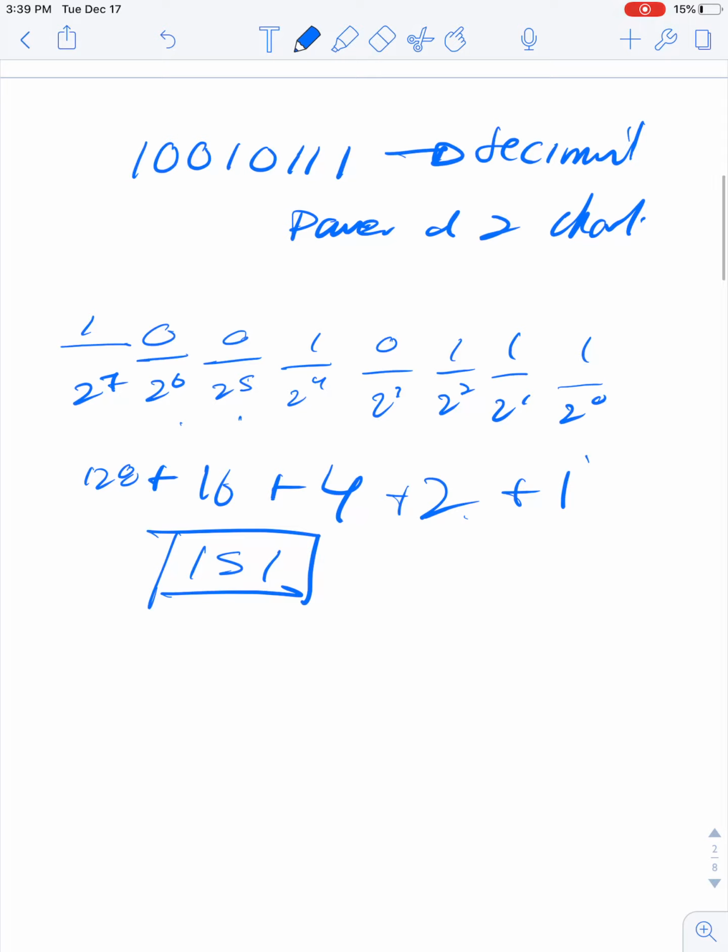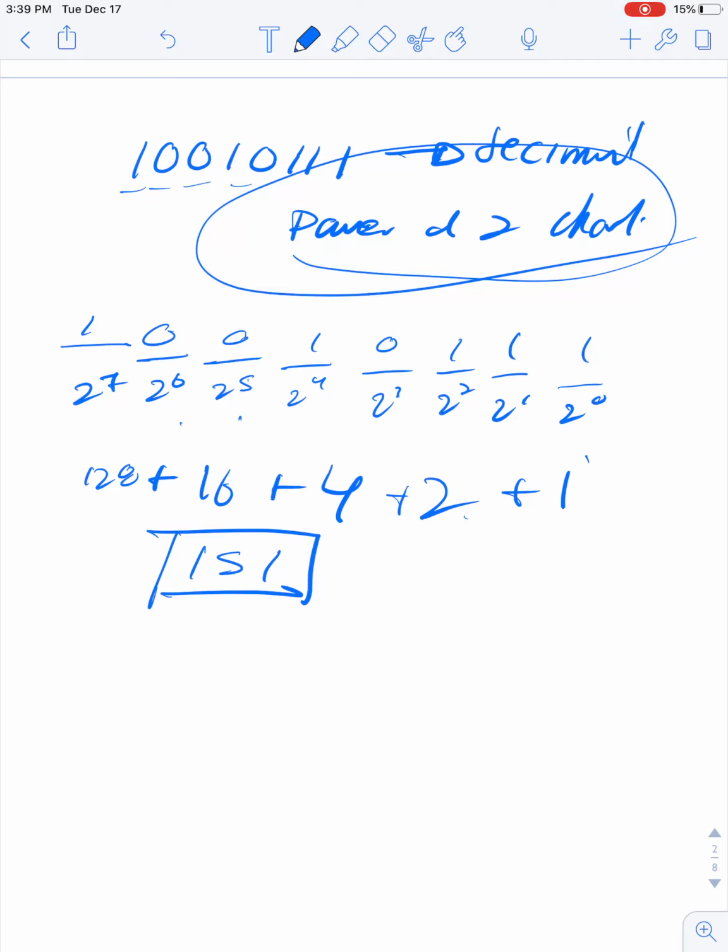Okay, next one. Making this binary number into decimal. Again, you're going to use the power of 2 chart, and what I do is line up all the digits of the binary number with the power of 2 chart, so addition is easiest for me later on.